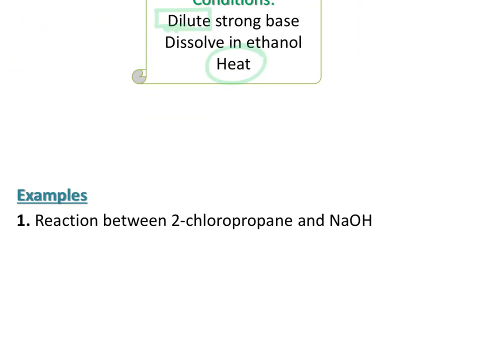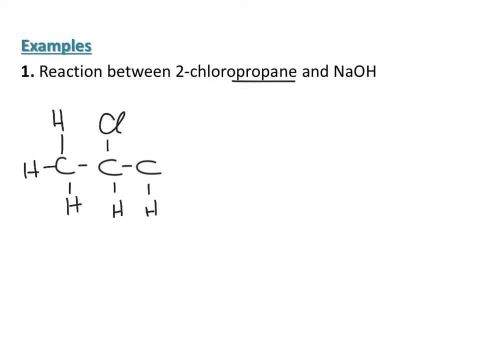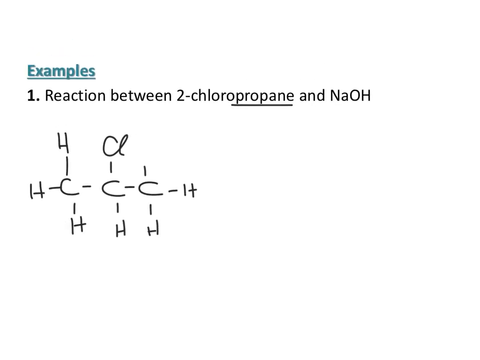Okay, so they give us 2-chloropropane. So we need to draw it. So chloropropane, start at the back. Propane, 1, 2, 3. On the second carbon is the Cl. There we go. And we are reacting it with the NaOH. Okay, so it's part of the reaction.